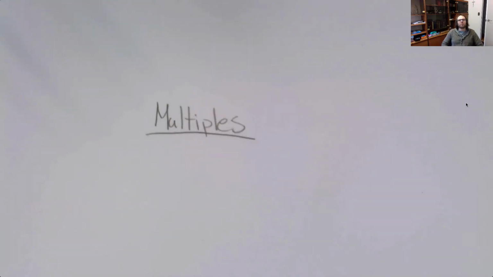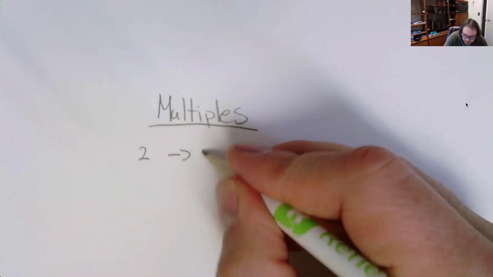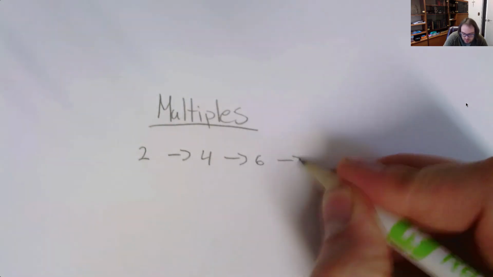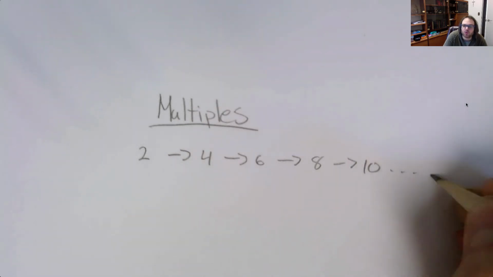So now we're going to look at multiples. So what is a multiple? Well, let's look at some examples here. So let's start off with maybe 2. Multiples of 2 are going to be 4. And we could have 6. We could have 8. We can have 10. And it keeps on going on.